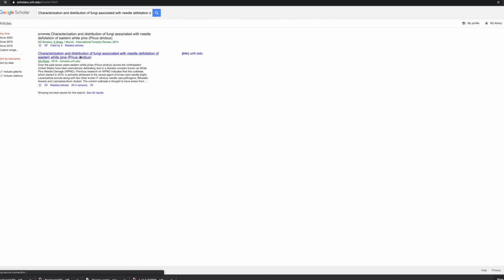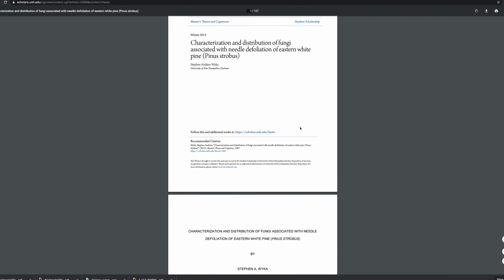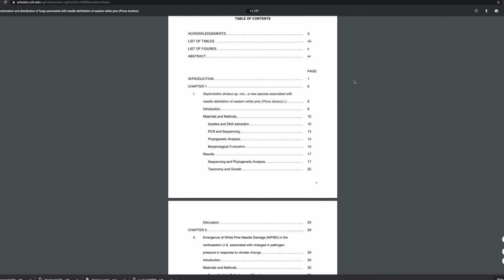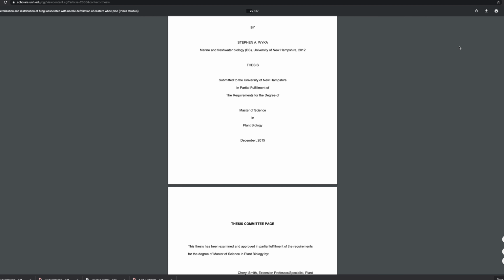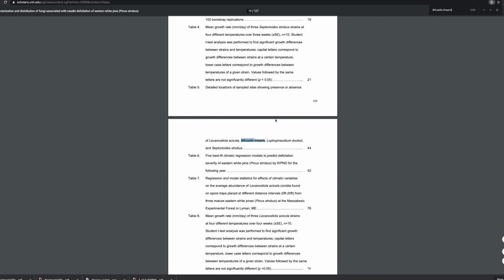And here we have it. Now we can see the full article, and this is actually a thesis. All right, so we're gonna find our species here.